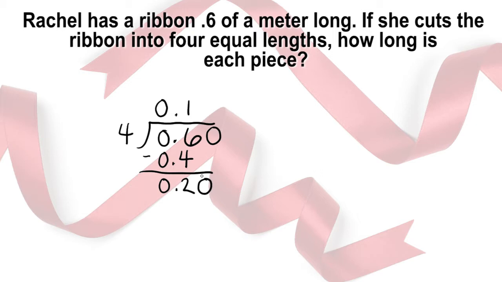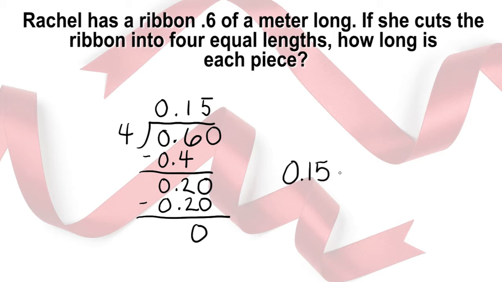4 times how many hundredths is close to 20 hundredths? 5 hundredths. Write a 5 in the appropriate place value. Write the partial product of 4 times 5 hundredths equals 2/10 or 20 hundredths under the dividend and subtract. The remaining amount to be shared is 0. The quotient is 15 hundredths. Each ribbon piece is 15 hundredths meters.